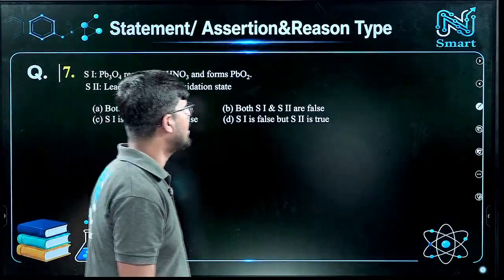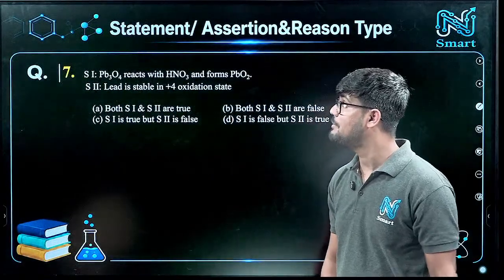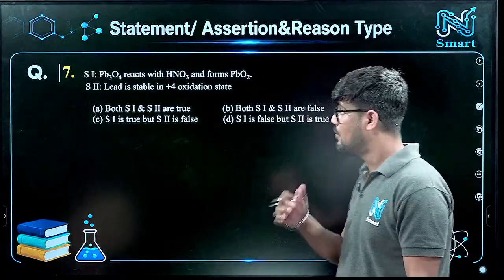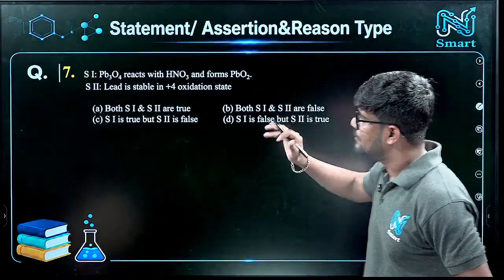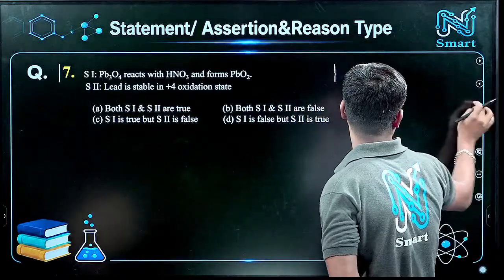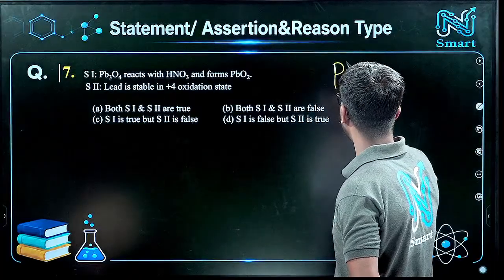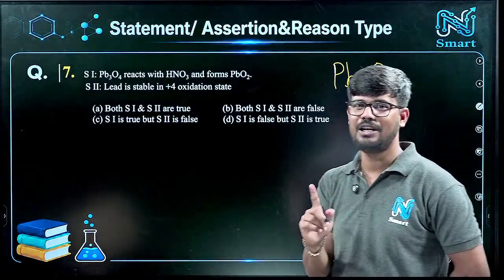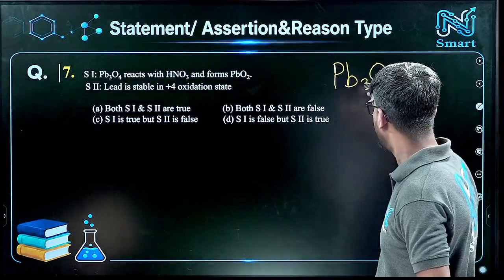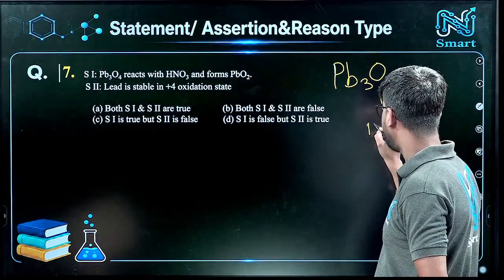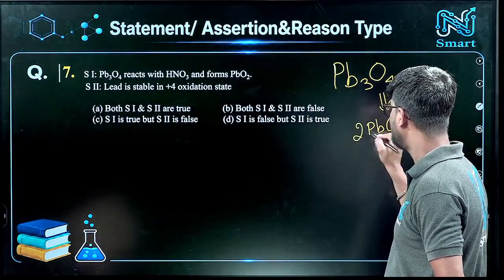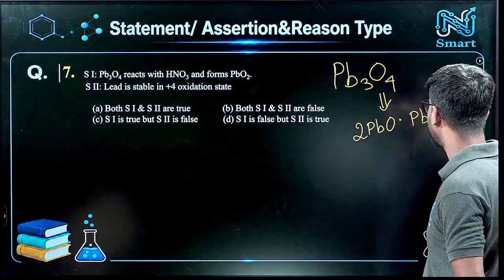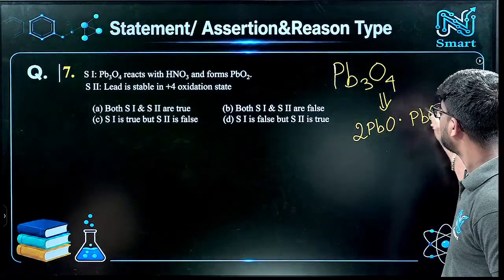Next, this one. Pb3O4 reacts with HNO3 and forms PbO2. Statement based question. Lead is stable in +4 oxidation state. What will be the correct answer? So first one, Pb3O4. Actually, in Pb3O4 we don't have only one type of lead; we have 2 different types of lead. If we split this molecule, we get 2 molecules of PbO and 1 molecule of PbO2. So in total you are getting Pb3O4.